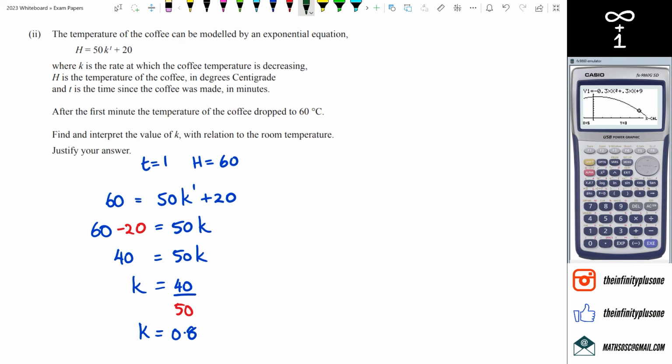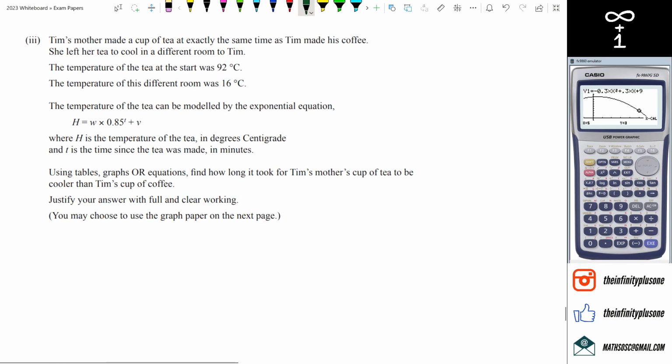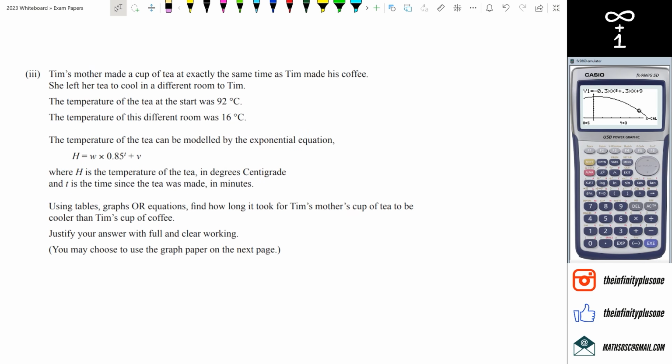Now this question is worth achieved, and they're saying it's got to have some justification. I'm assuming that the algebraic working is the justification, so we're going to move on from that question now. Part 3 of this question.